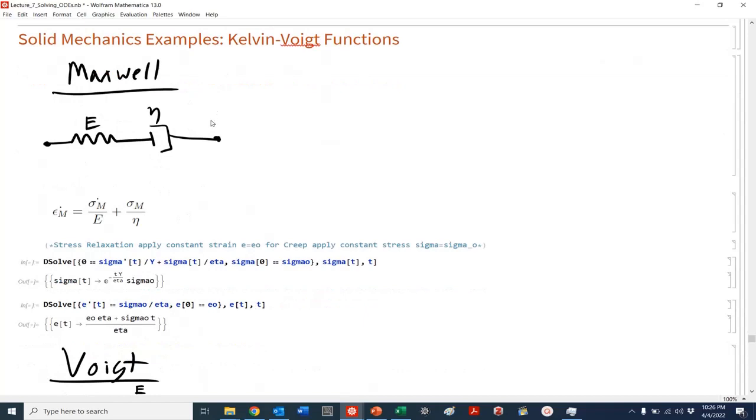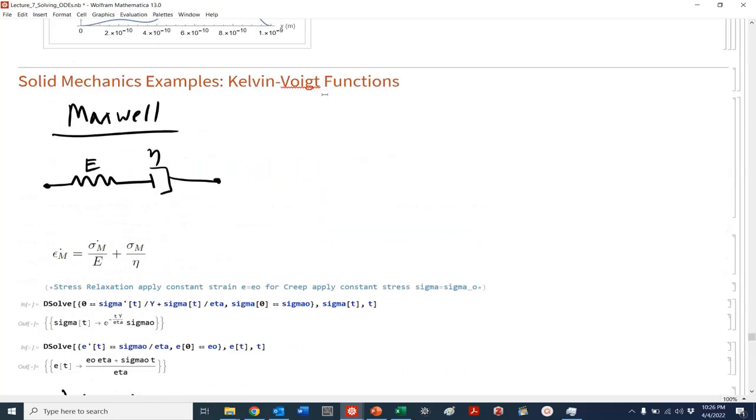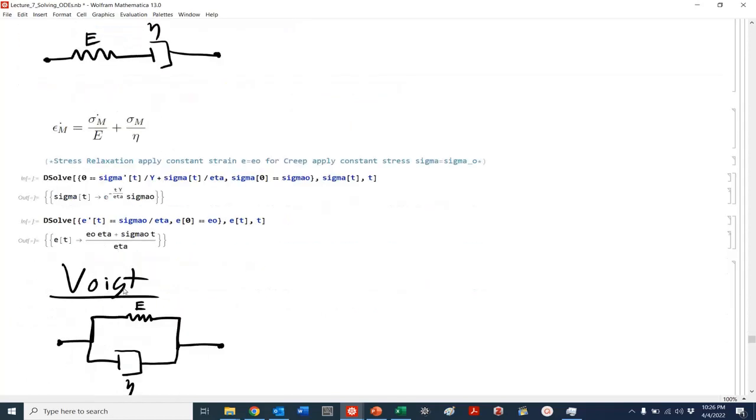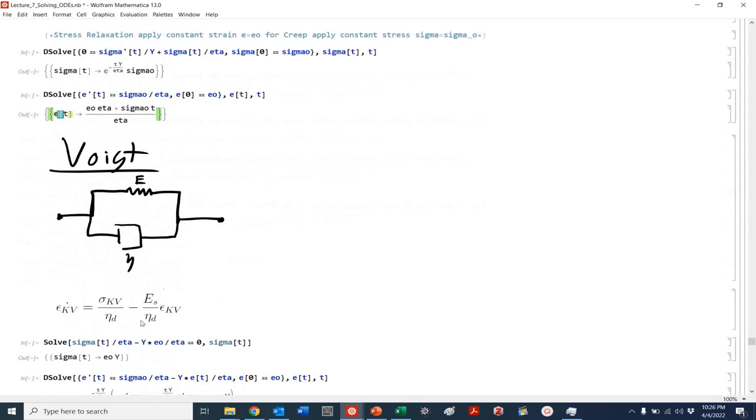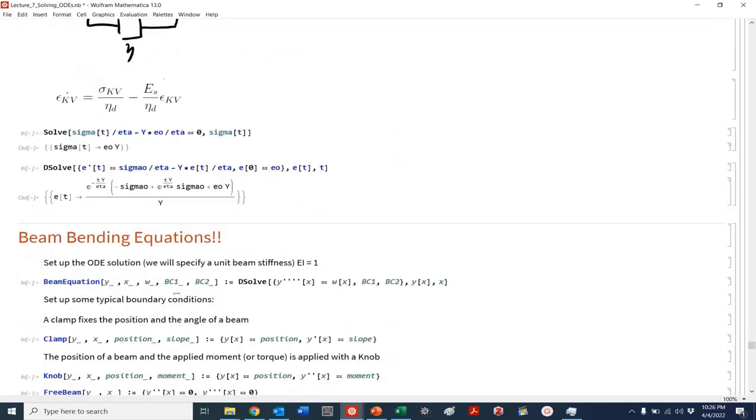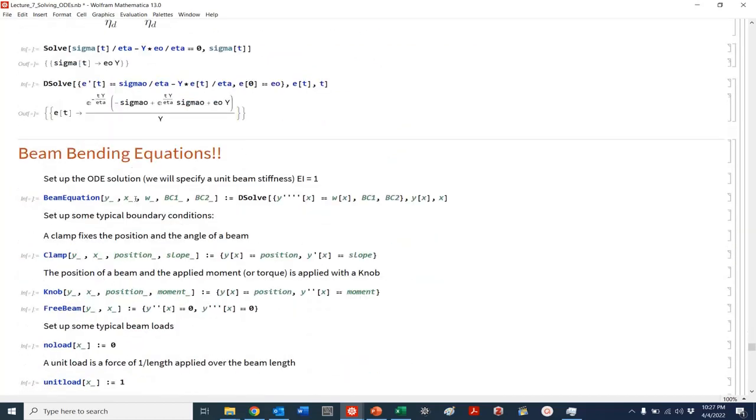You could also look at solid mechanics problems. When modeling viscoelastic materials, you can use Maxwell models and Kelvin models, and you can do stress relaxation experiments where you apply constant strain and measure stress, or creep, where you apply constant stress and measure strain. You could solve for how stress and strain evolve as a function of time. You can see here our fundamental expressions for the Maxwell and Voigt models, and you can start to solve these problems. And finally, you can look at beam bending.